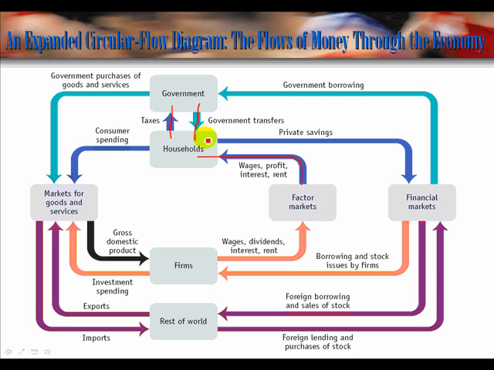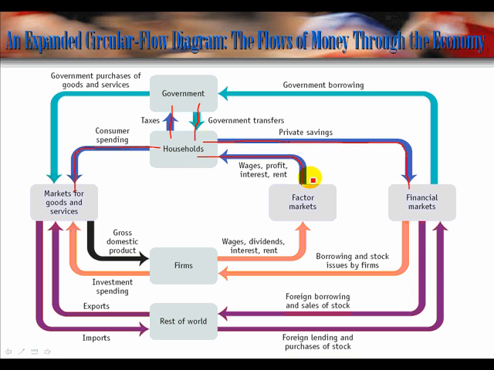Now, the disposable income can go either into consumption or consumer spending, where they buy stuff in the market for goods and services, or they can save that money by putting it in the financial market. So there are two options.